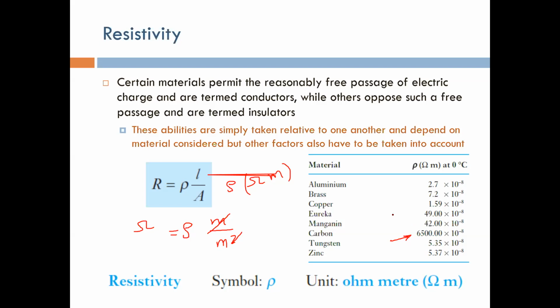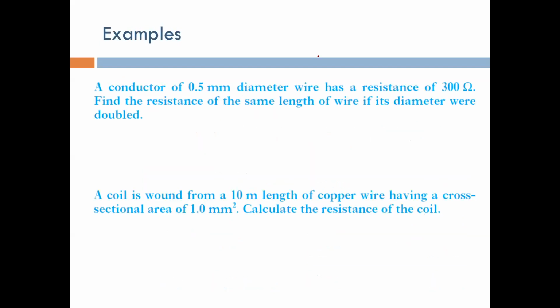So let's take an example for that. If we have a conductor with a diameter of 0.5 millimeters, and it has a resistance of 300 ohms, find the resistance of the same length of wire if its diameter were doubled. So here we don't have the area. Let's just erase that.